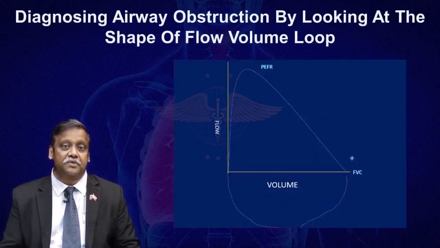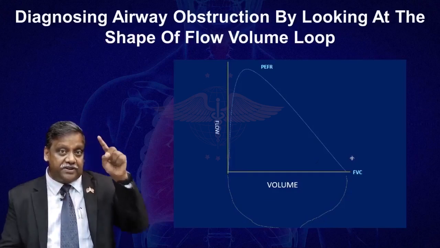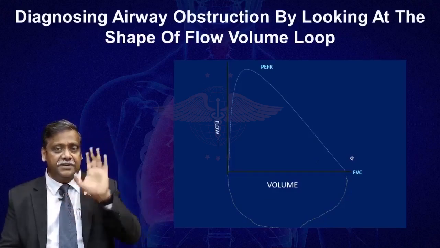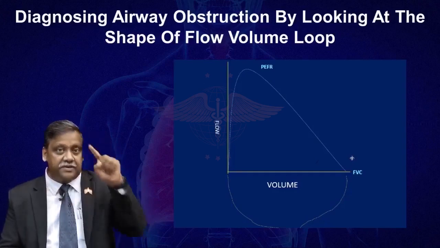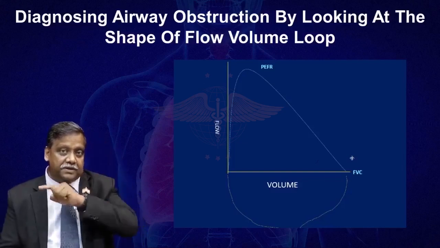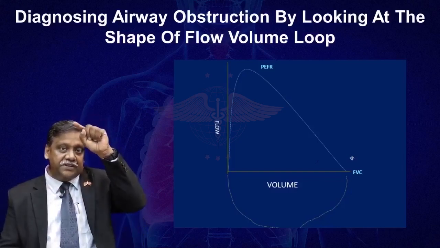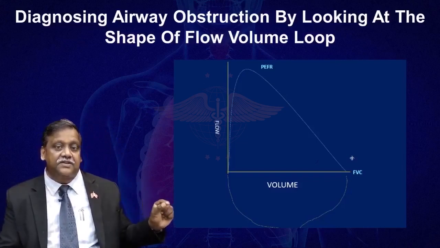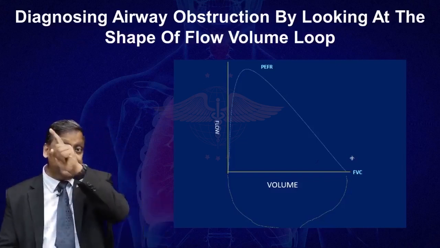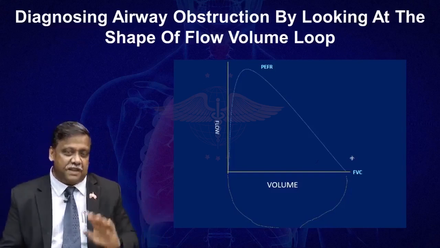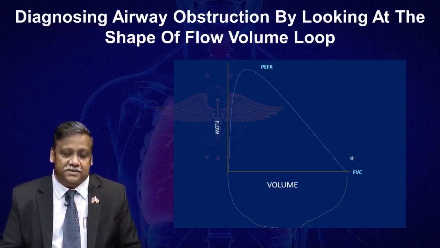And here is what the flow volume loop of a normal healthy person looks like. As I showed you, the expiratory loop is triangle shaped and the inspiratory loop is a semicircle. Now let us focus only on the expiratory curve, which is triangle shaped. The point on the top, the maximum flow that you reach, is the PEFR, and the point at the extreme right on the x-axis is your FVC value. And I told you that there is a straight line between PEFR and FVC, and that is what we see in a normal healthy person.